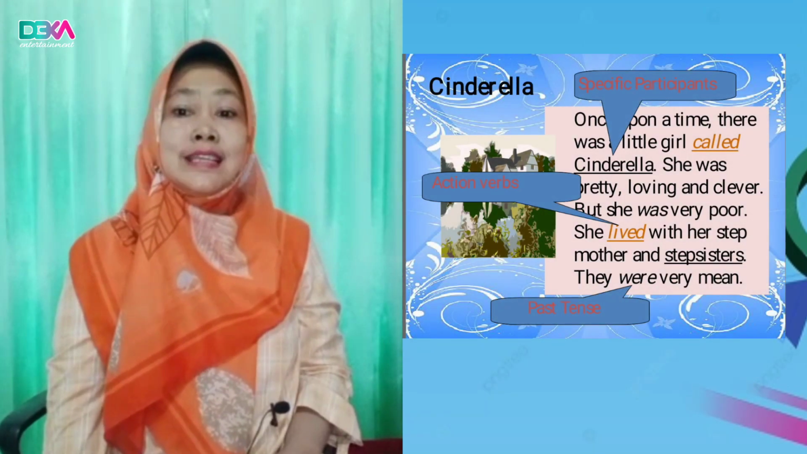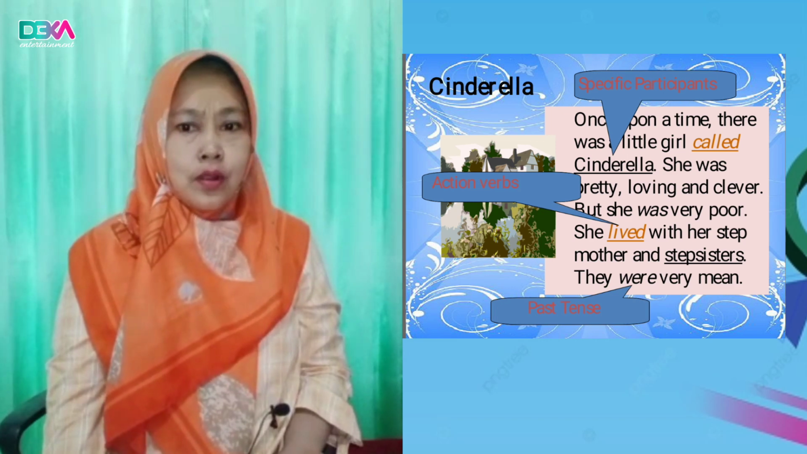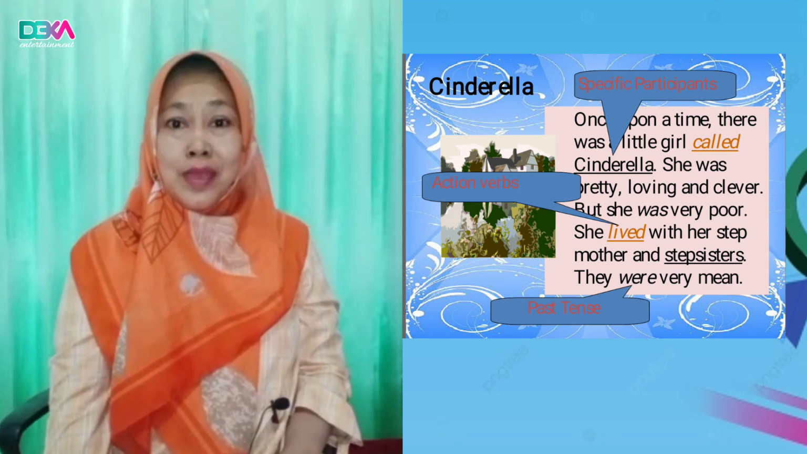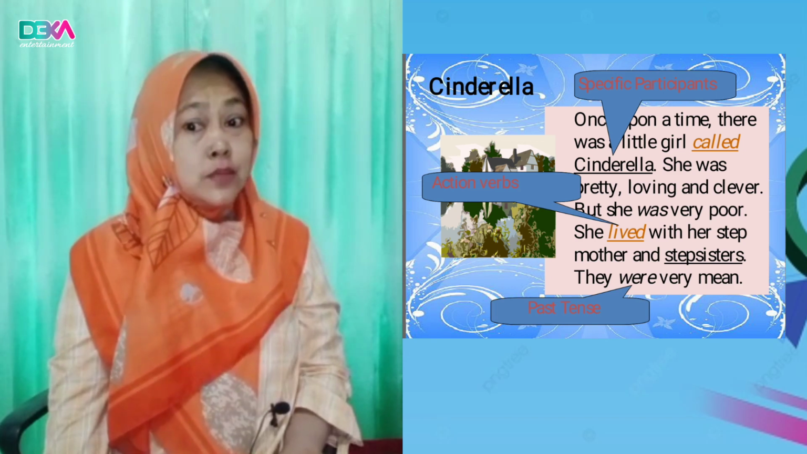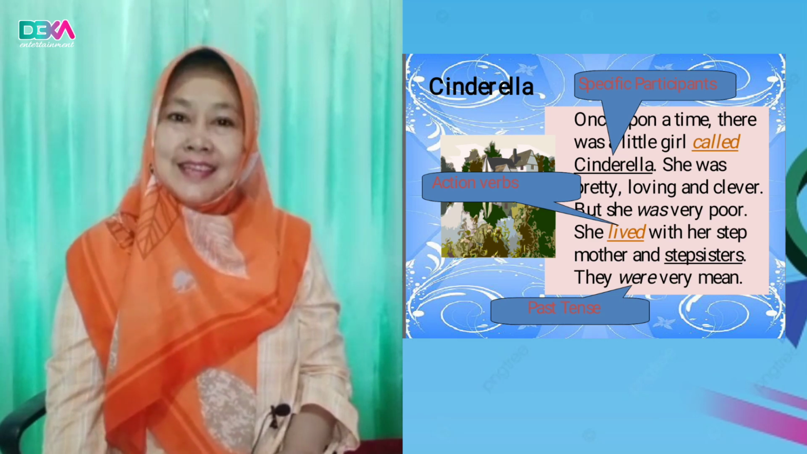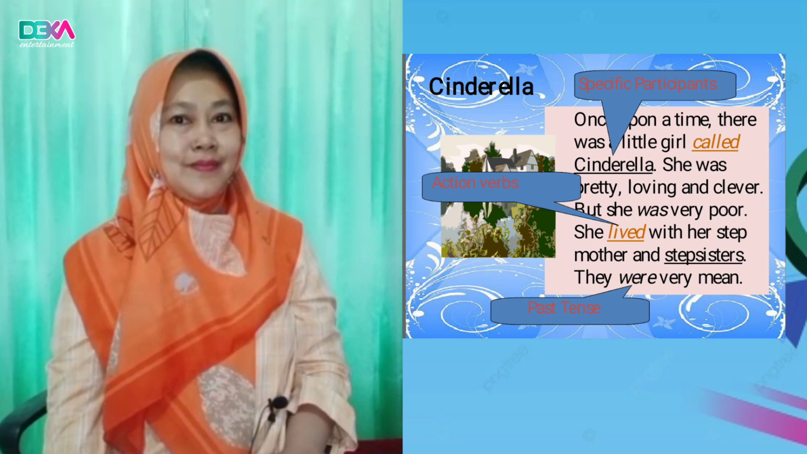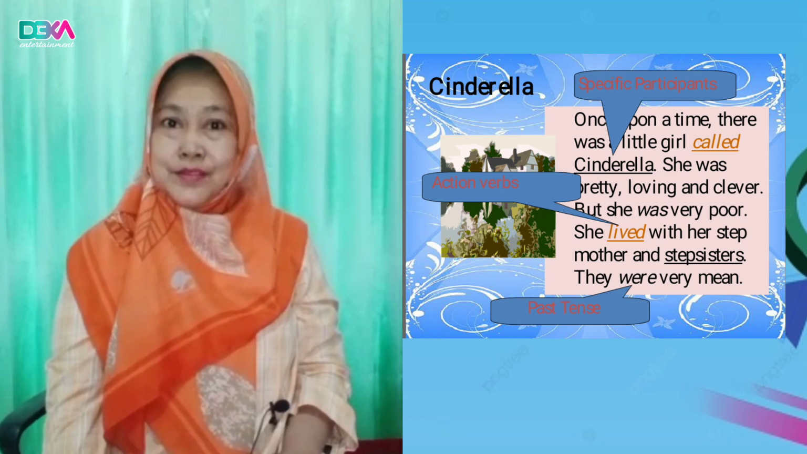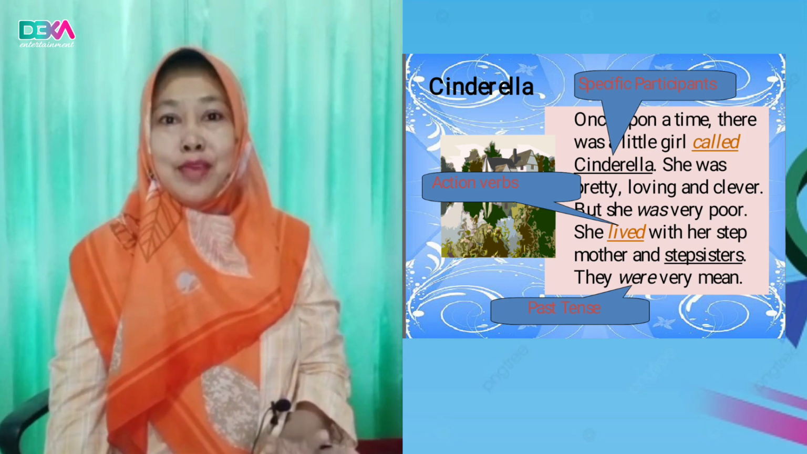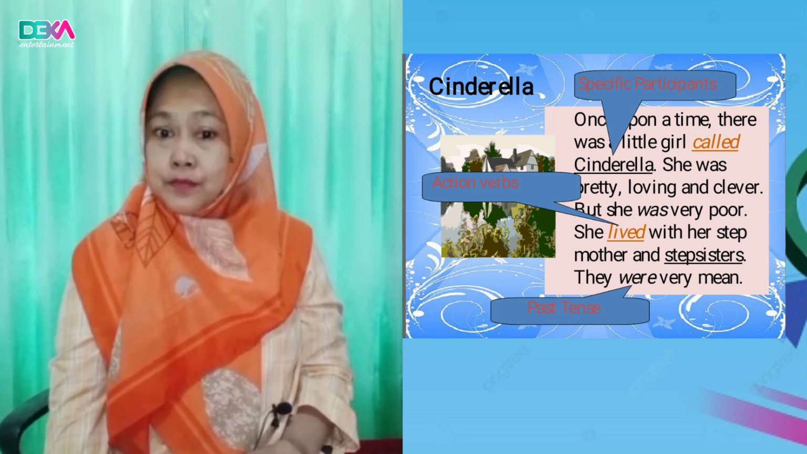Once upon a time, there was a little girl called Cinderella. She was pretty, loving, and clever. But she was very poor. She lived with her stepmother and stepsisters. They were very mean. Okay guys, can you mention who the specific participant is here? Yes, you are right, the specific participant here is Cinderella. And then please analyze which one belongs to action verbs. The action verb here is lived. And then please identify which ones belong to past tense. There are many past tense verbs, like called, was, lived, and were.